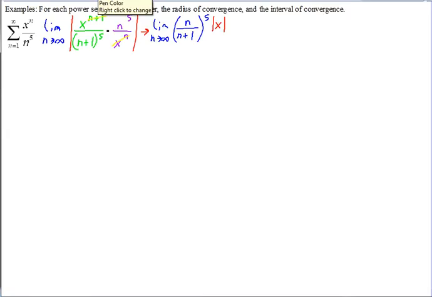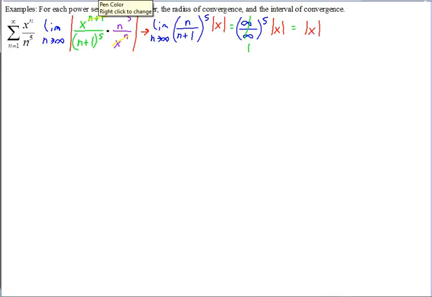So let's go ahead and find this limit here. If we plug in infinity, well, the plus 1 of the negatives, we end up with infinity over infinity to the 5th. That's just, infinity over infinity is just 1. So the 5th is just 1, and we just end up with the absolute value of x.